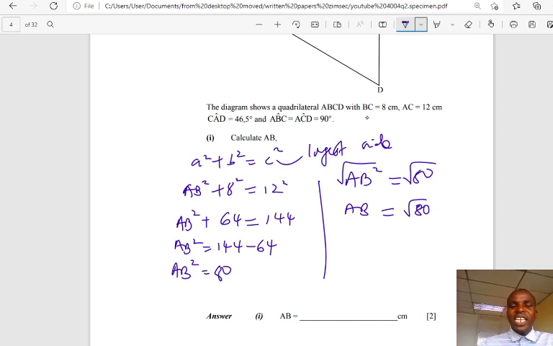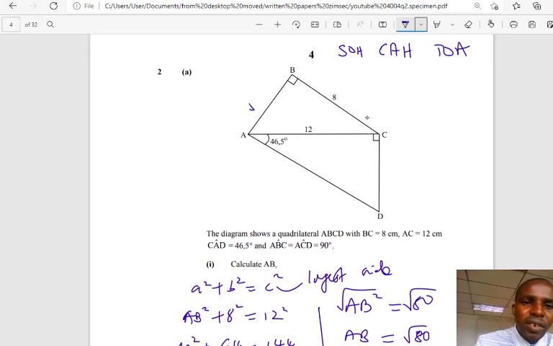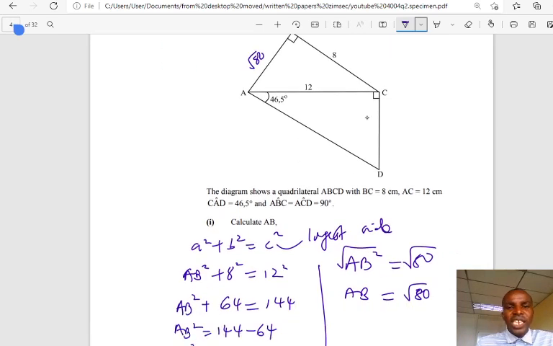You can simplify it, but let's just leave it like this, or you can give it to 3 significant figures. You punch square root of 80. What do you get? To 3 significant figures, it will be 8.94. But just leave it as root 80. If I'm to use it later, I will use it as root 80. It's easier that way than to work with the decimals.